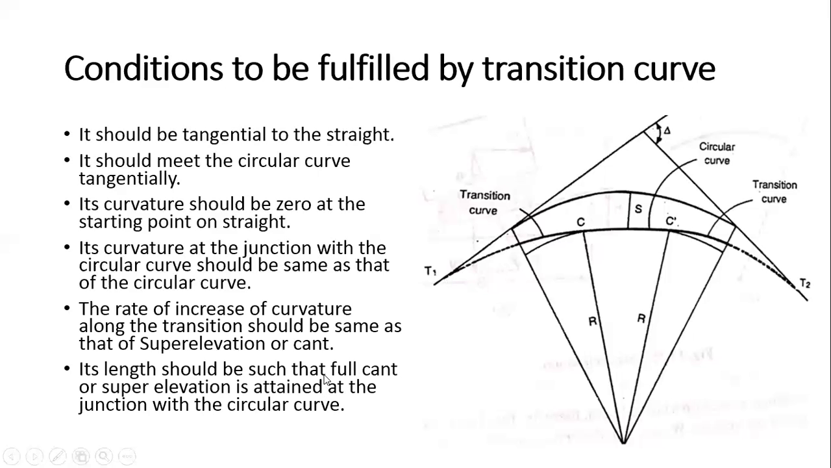Now its length should be such that full cant or superelevation is attained at the junction with the circular curve. The length of the transition curve should be such that full superelevation or cant is achieved at this point, that is at the junction of the transition curve with the circular curve. So these are some of the conditions that should be fulfilled by a transition curve.